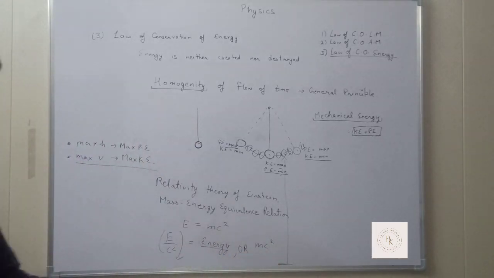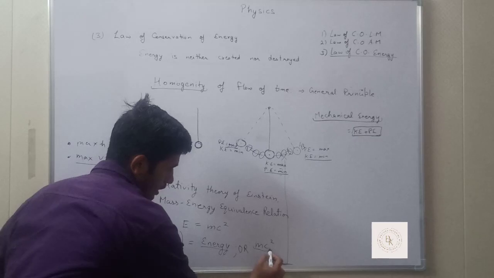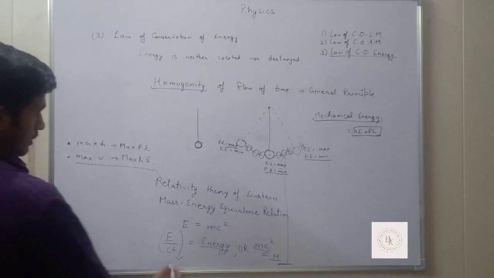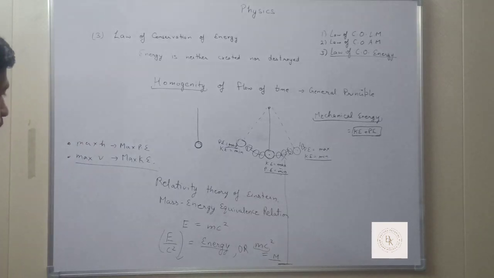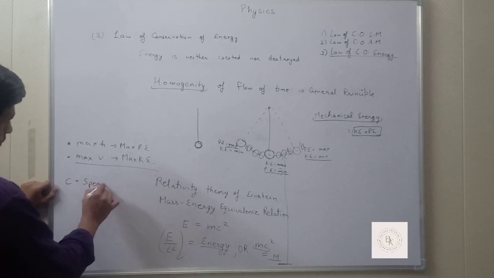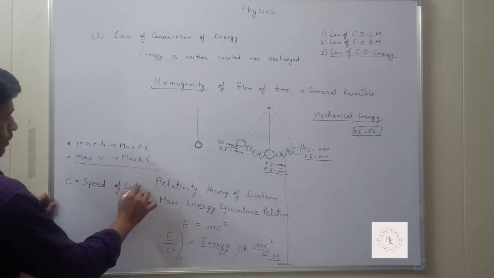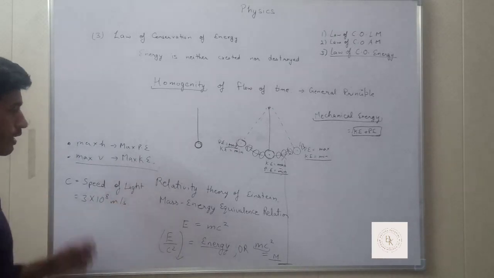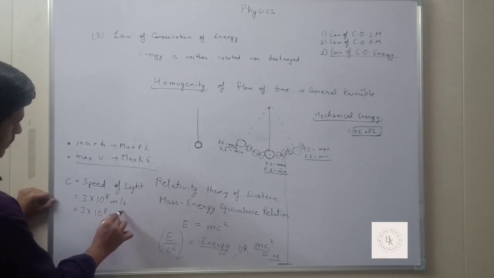Okay, so this particular energy, we know that this is energy. Einstein said this energy is equivalent to some mass. This mass is equivalent to energy, and this energy is equivalent to mass. Now what is c? C is the speed of light. C is a constant, that is the speed of light. Now we all know the speed of light. It is 3 into 10 raised to power 8 meter per second.